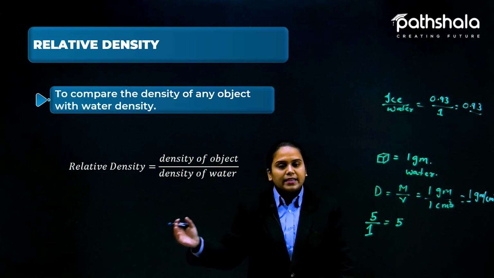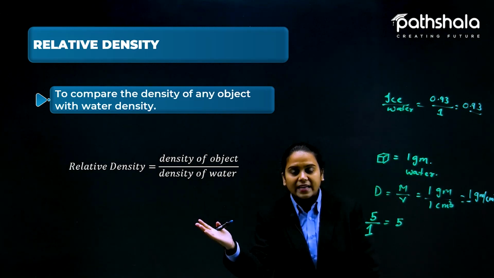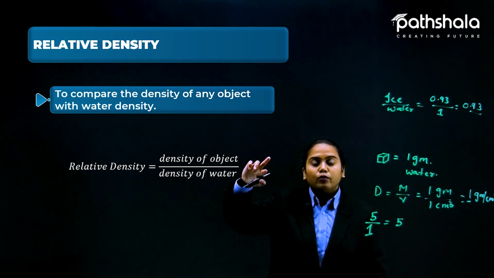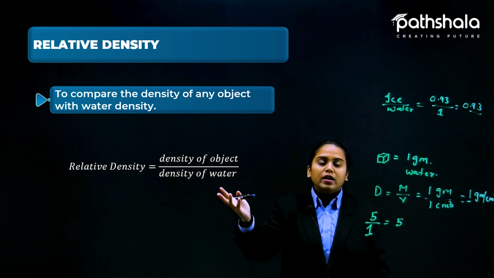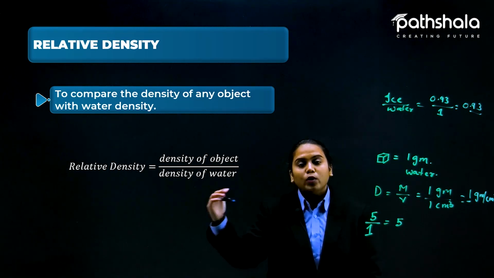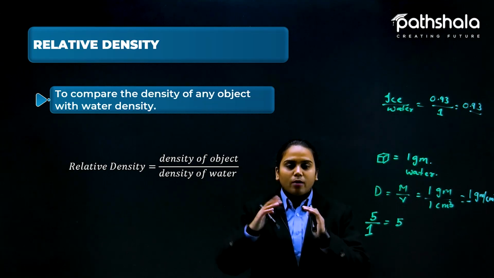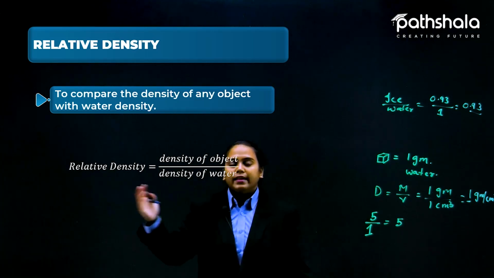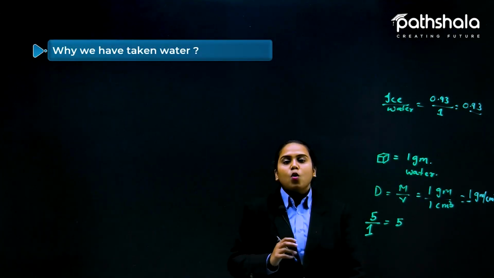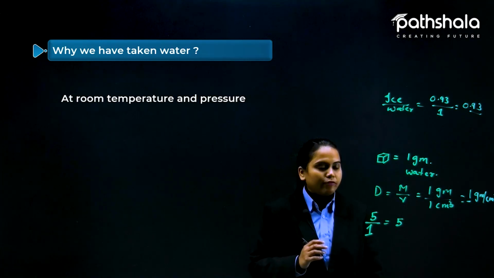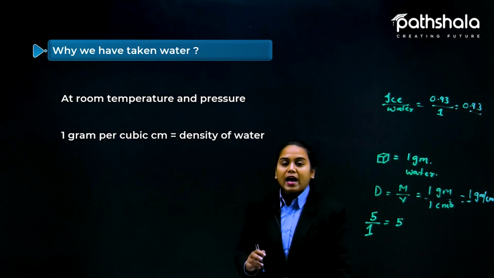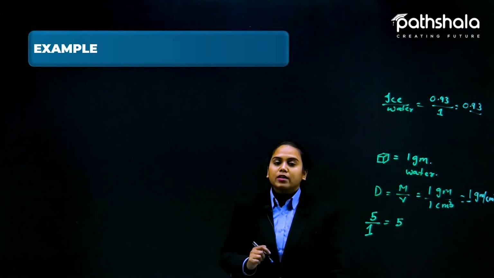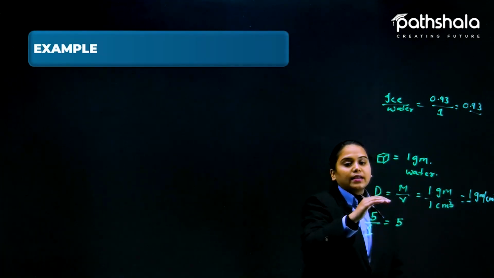So relative density is the density of an object related to the density of water, or we can say that we are actually comparing these two densities. When any object's density gets compared with the water density, we can say that this is the relative density. Here, why have we taken water only? As I have told you, at room temperature the density of water is 1 gram per cubic centimeter. That helps us in taking this 1 gram as the reference for relative density.